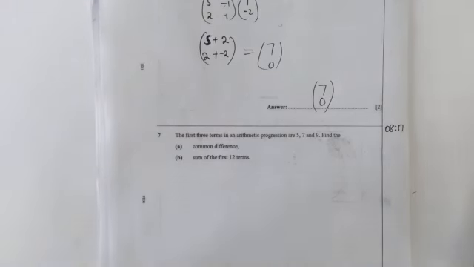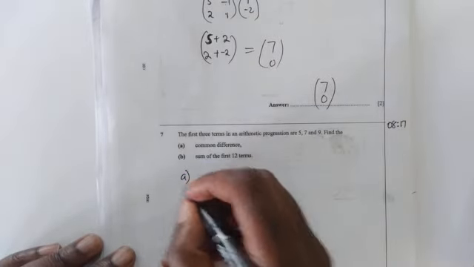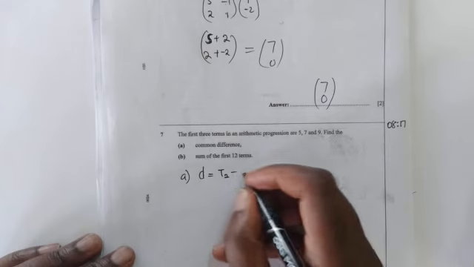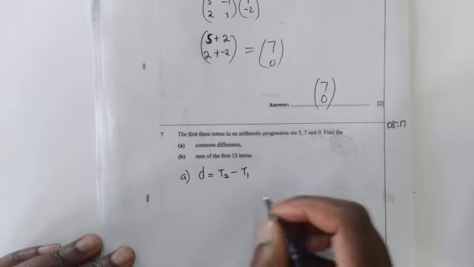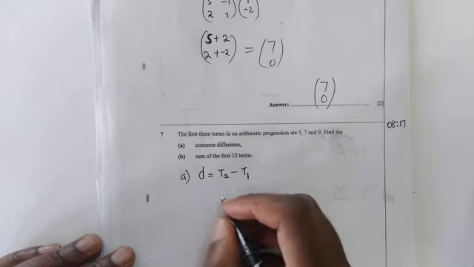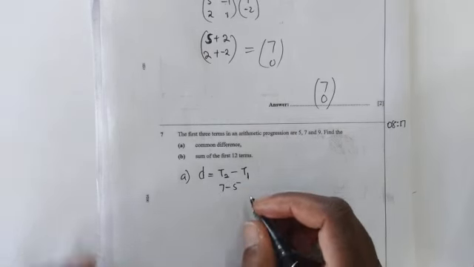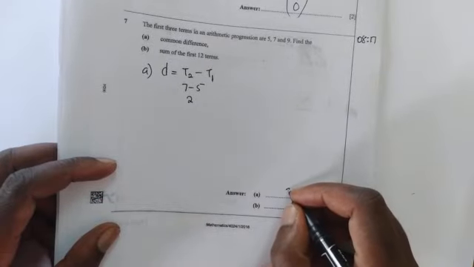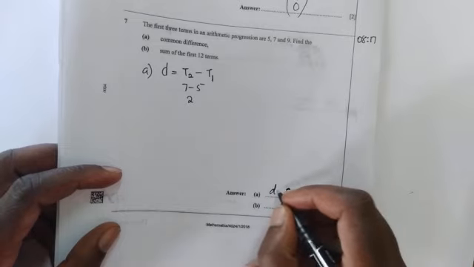Then when we come to question 7, it reads that the first 3 terms in an AP, which is arithmetic progression, are 5, 7, and 9. Find the common difference. The common difference is represented by d. This is the second term subtract the first term. So the second term is 7 minus 5. What do we get? We're going to get 2. Our common difference is 2.